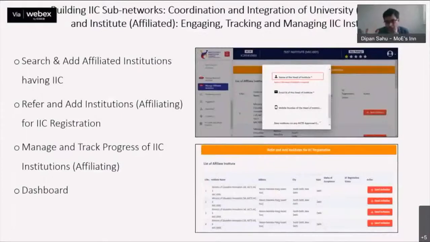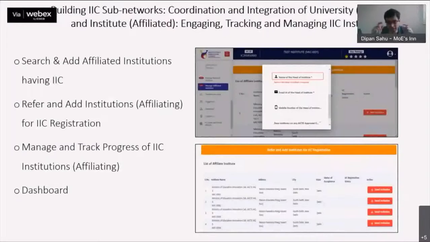If your university belongs to Andhra Pradesh, for example Andhra University, then Andhra University is an affiliating university. Andhra University will be able to see the institutes and colleges from Andhra Pradesh, and the list of all these institutions, and they have to identify which institutions are affiliated to Andhra University, so that they first migrate these under this tab. And the second is that they have to send, refer, and add these institutions.